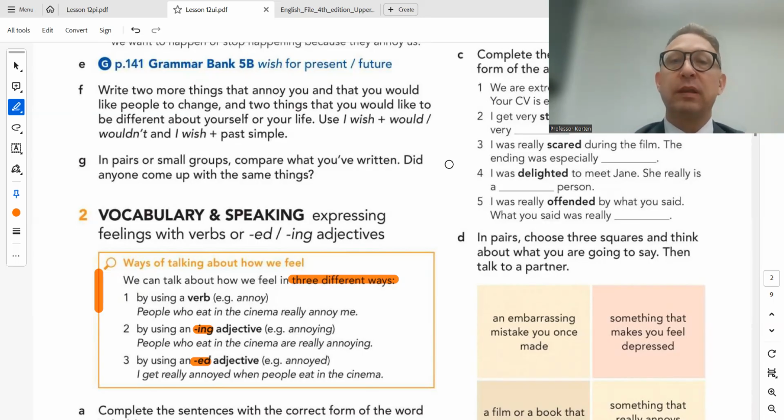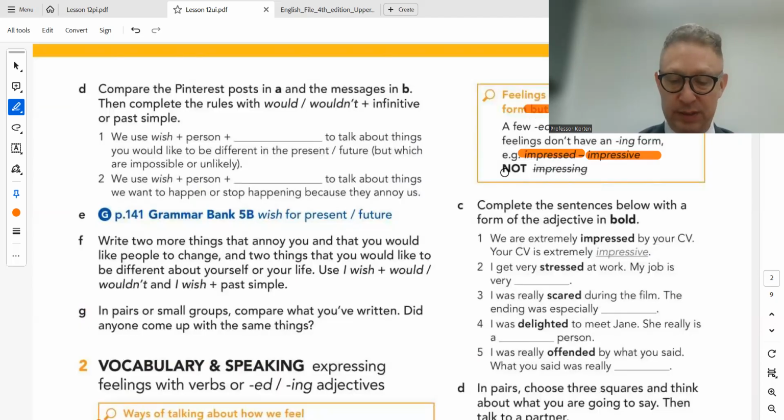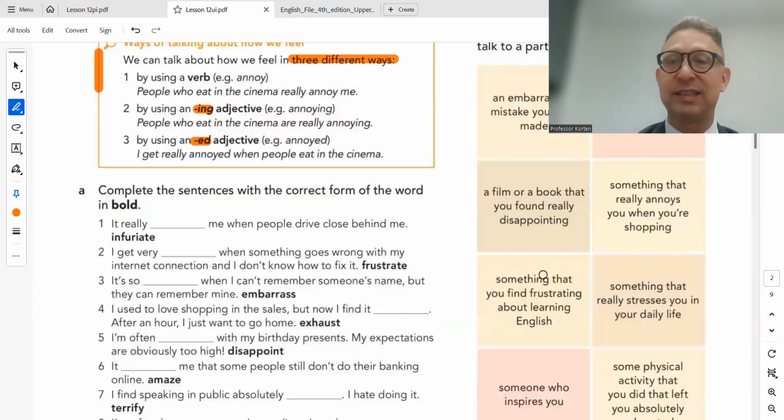Scary. Number 4, I was delighted to meet Jane. She really is a delightful person. This, for some of you, these are completely new and it's going to be difficult. I was really offended by what you said. What you said was really offensive. Again, these are a little bit difficult. And so I think you're going to have to practice them. I'm making a note here for myself, but you're going to have to practice these.